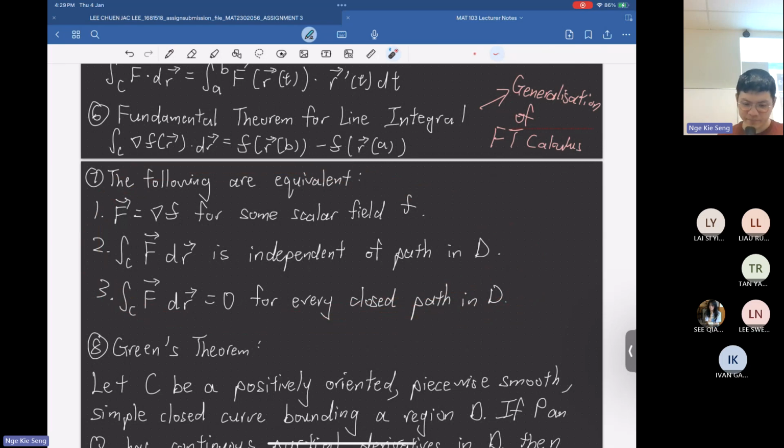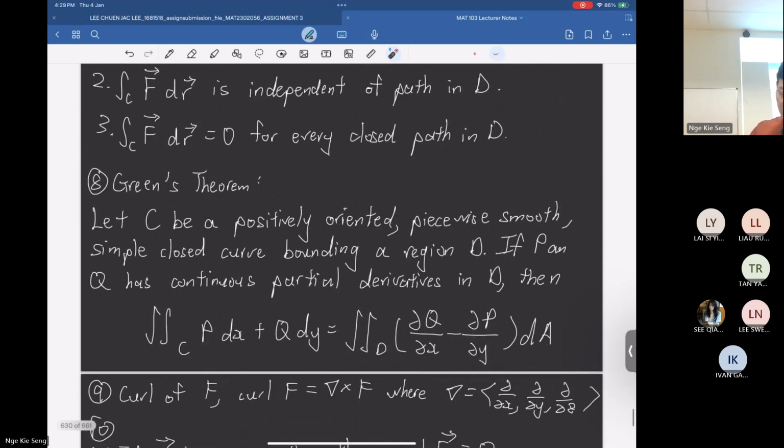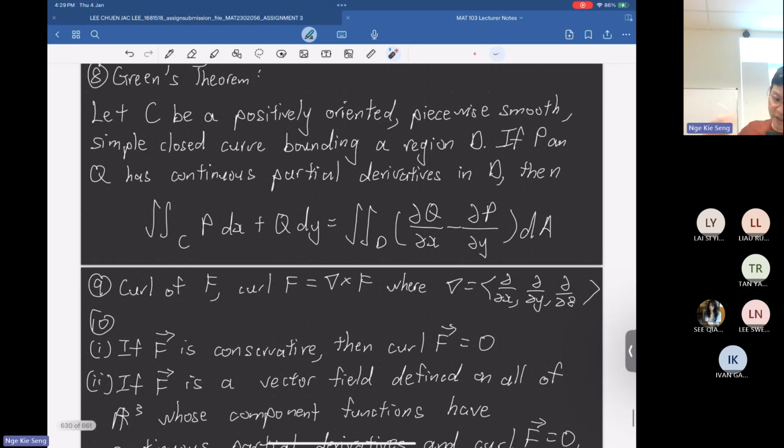How to decide whether a vector field is conservative. Then we talk about Green's theorem. And after Green's theorem, we generalize it to Stokes' theorem, right?